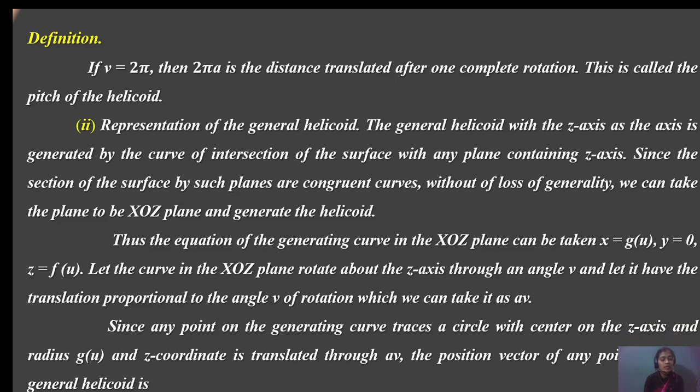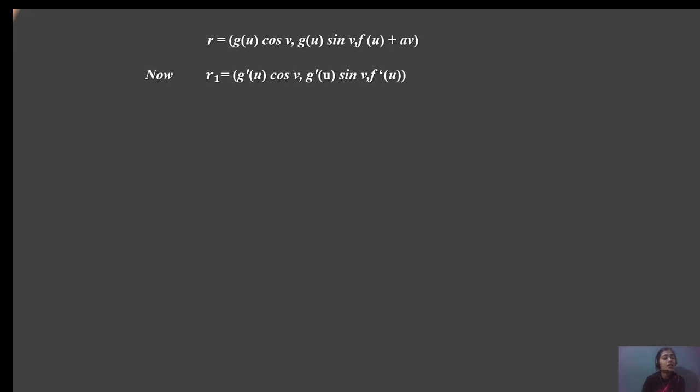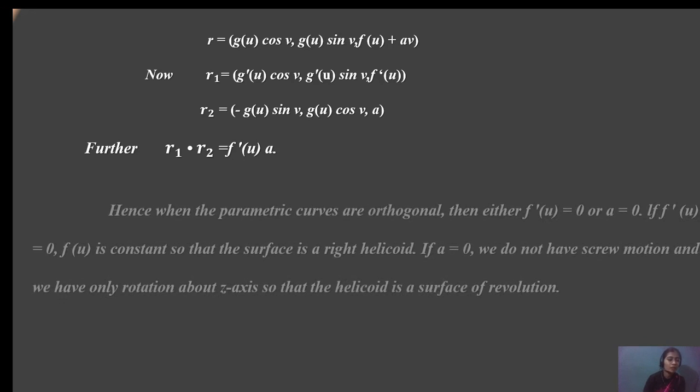Since any point on the generating curve traces a circle with center on the z-axis and radius g of u, and its z coordinate is translated through AV, the position vector of any point on the general helicoid is r equals g of u cos V, g of u sin V, f of u plus AV. Now r1 equals g dash u cos V, g dash u sin V, f dash u, and r2 equals minus g of u sin V, g of u cos V, A. Then r1 dot r2 equals f dash u times A, hence the parametric curves are orthogonal only if f dash u equals 0 or A equals 0.